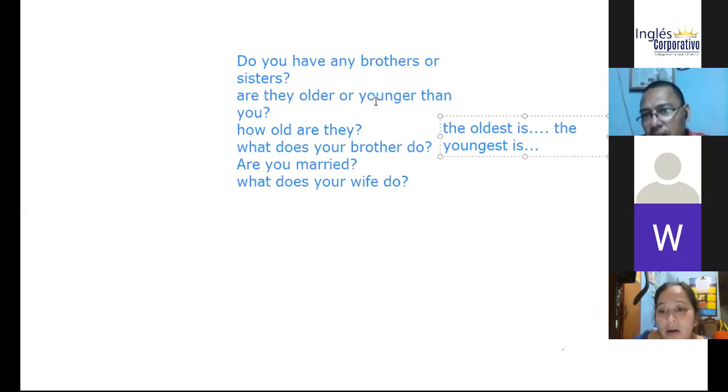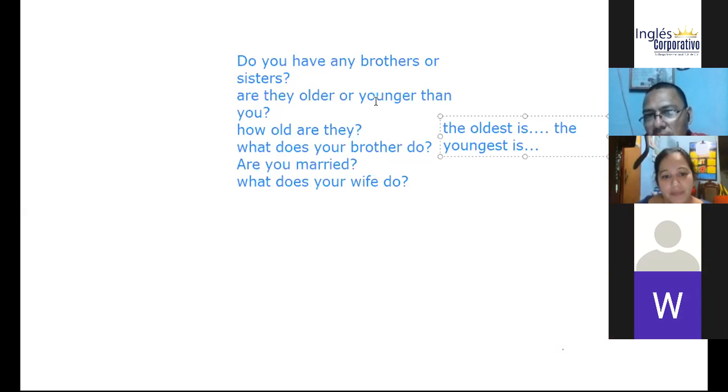No, they are younger. They are younger than you. Menores que yo. Que usted. Entonces diga, they are younger than me. They are younger than me. Younger. They are younger. Older. They are younger than me. The next question is, how old are they?